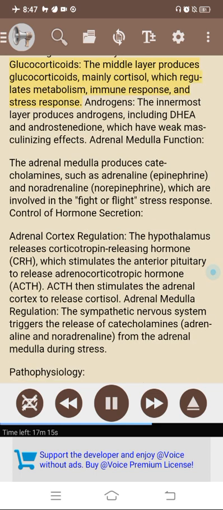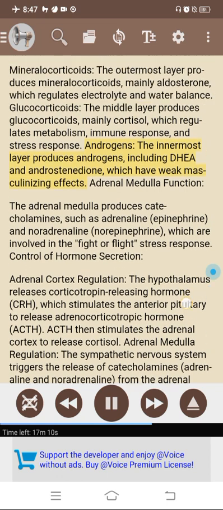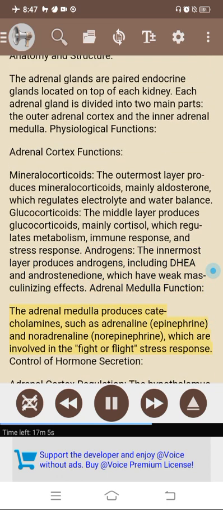Glucocorticoids. The middle layer produces glucocorticoids, mainly cortisol, which regulates metabolism, immune response, and stress response. Androgens. The innermost layer produces androgens, including DHEA and androstenedione, which have weak masculinizing effects. Adrenal medulla function. The adrenal medulla produces catecholamines, such as adrenaline (epinephrine) and noradrenaline (norepinephrine), which are involved in the fight or flight stress response.